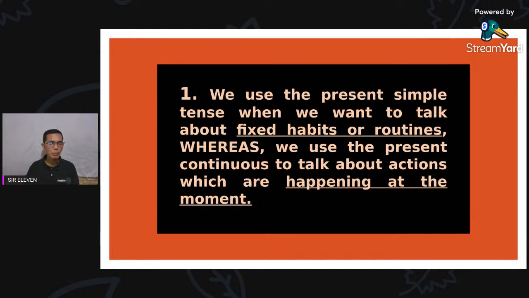When we talk about habitual actions, these are actions that we do every day or almost every day. We do them regularly. So, that is what we mean by fixed habits or routines or habitual actions.